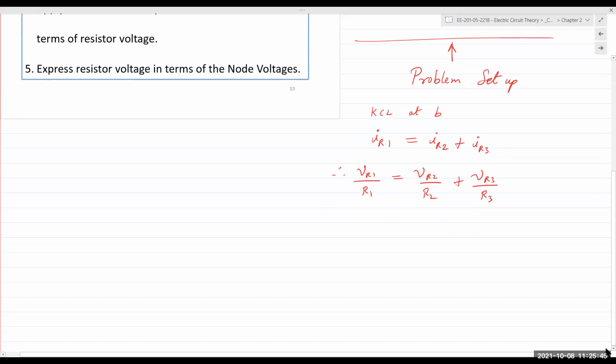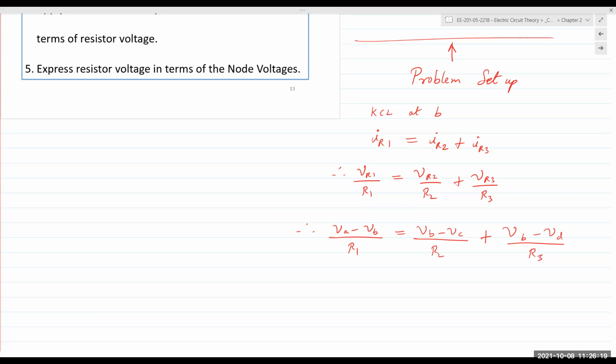So here, I would write VR1 is (VA minus VB) over R1. VR2 is between B and C. It's (VB minus VC) over R2. And VR3 is (VB minus VD) over R3. Okay.